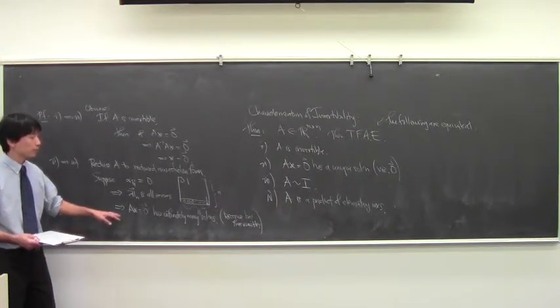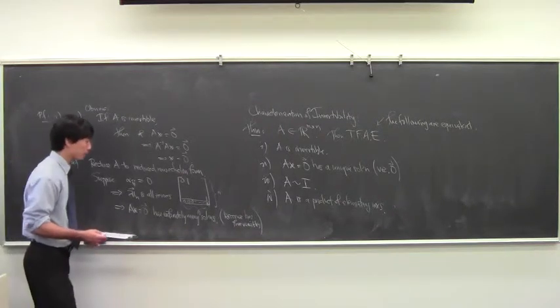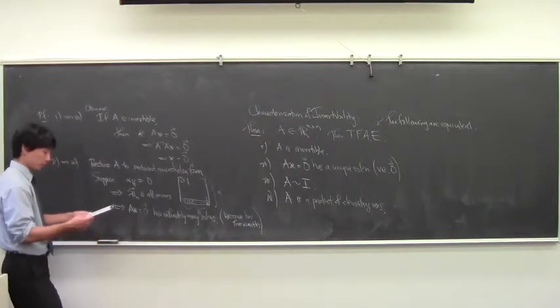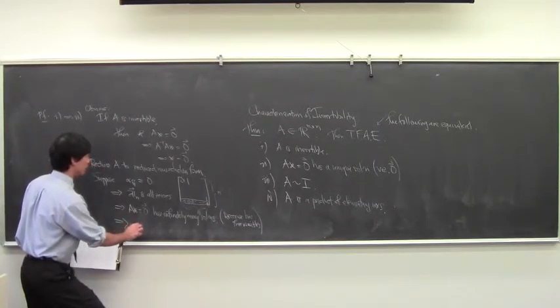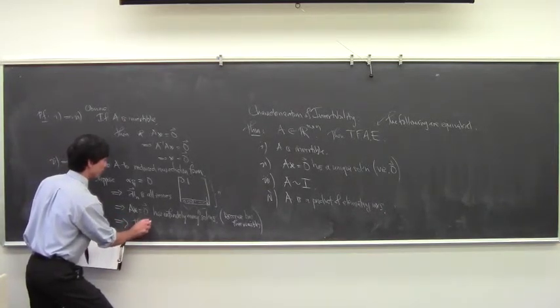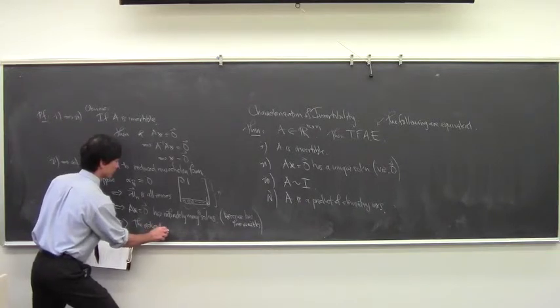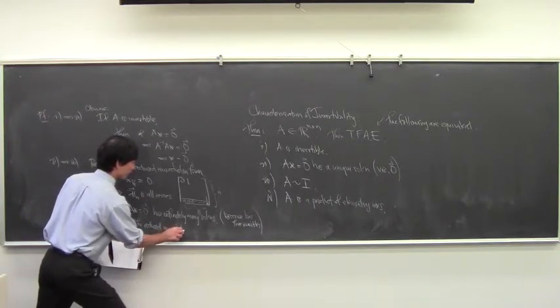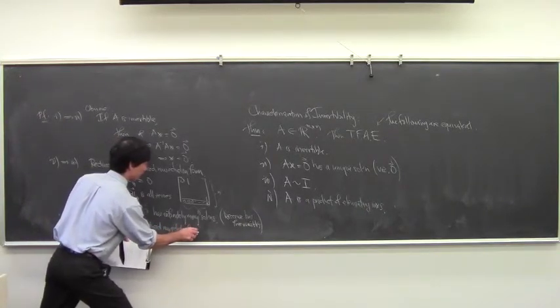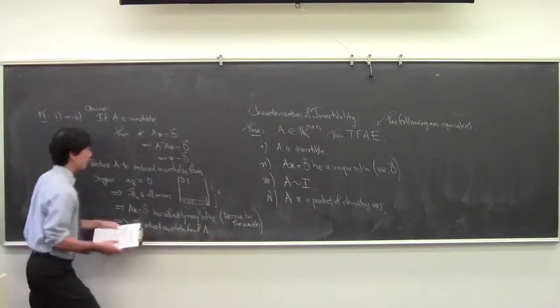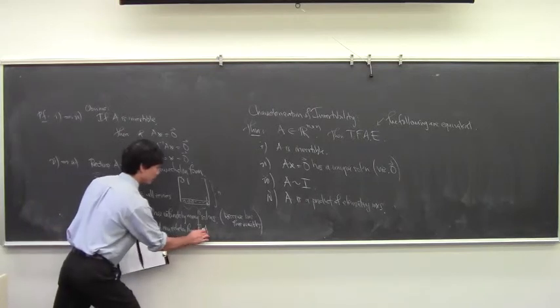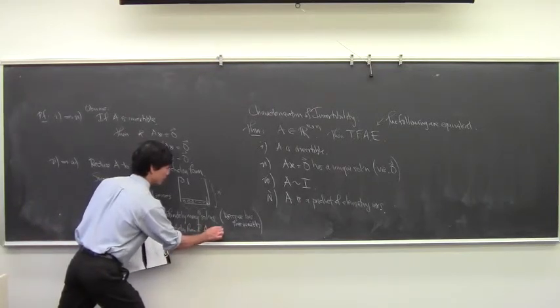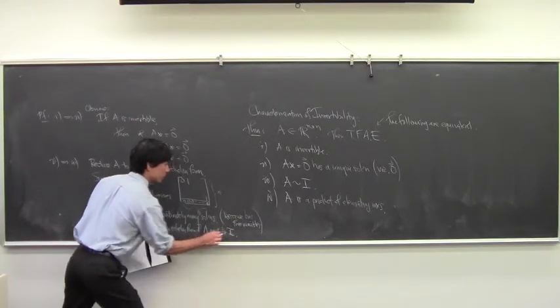And so the reduced row echelon form of A must have ones down the diagonal. In other words, it must be the identity matrix.